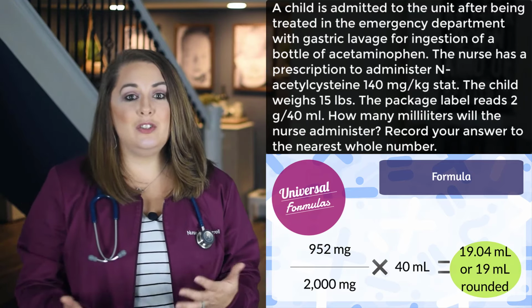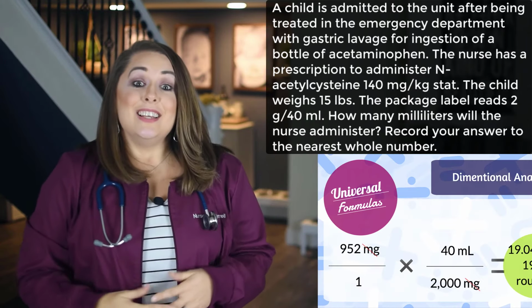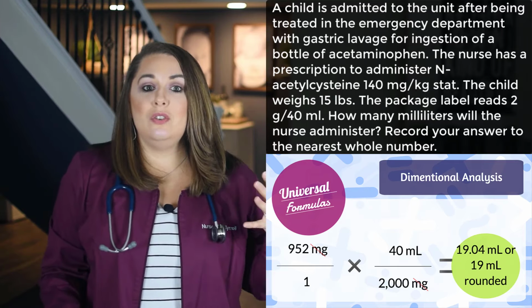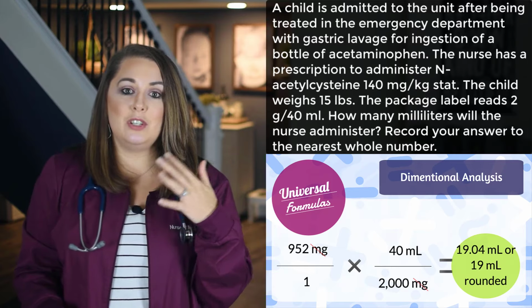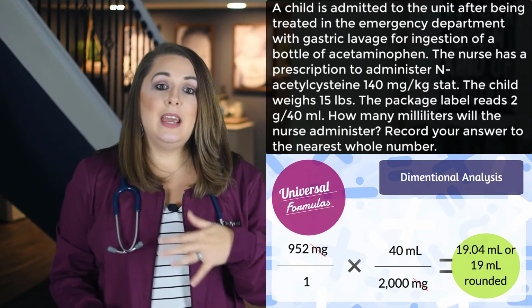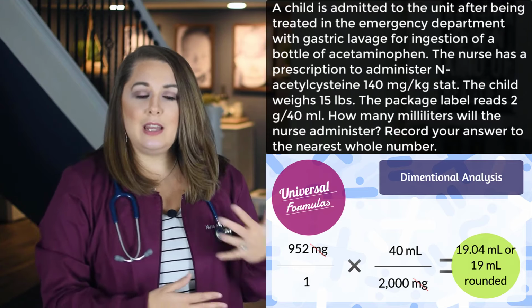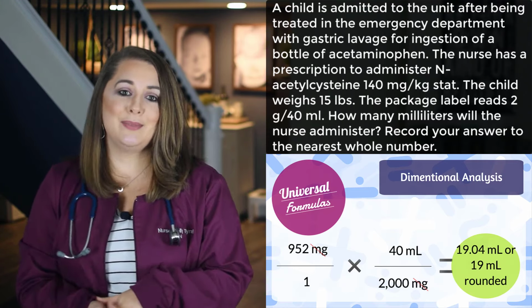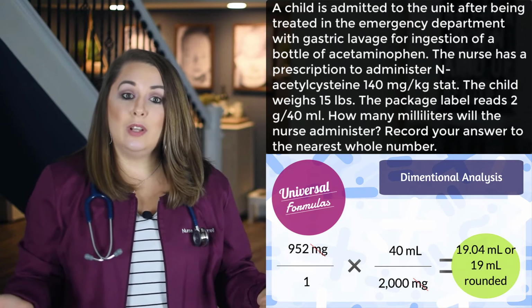And if you want to solve this using dimensional analysis, you would set up the problem something like this. So 952 milligrams over 1 times 40 ml over 2,000 milligrams. So the milligrams will cancel out and you multiply across the top, which is 38,080, and then across the bottom, which is 2,000, and then you divide those numbers and you still get a total of 19.04 mLs. So now the last step is to round our answer to the nearest whole number.